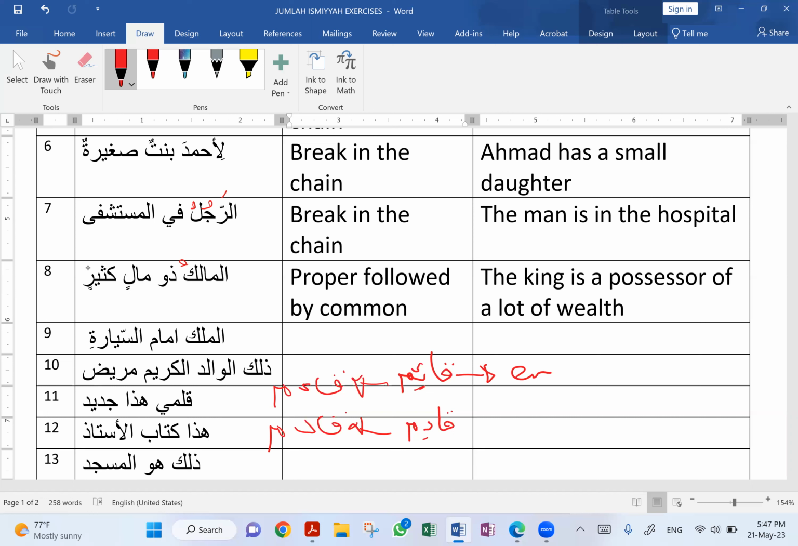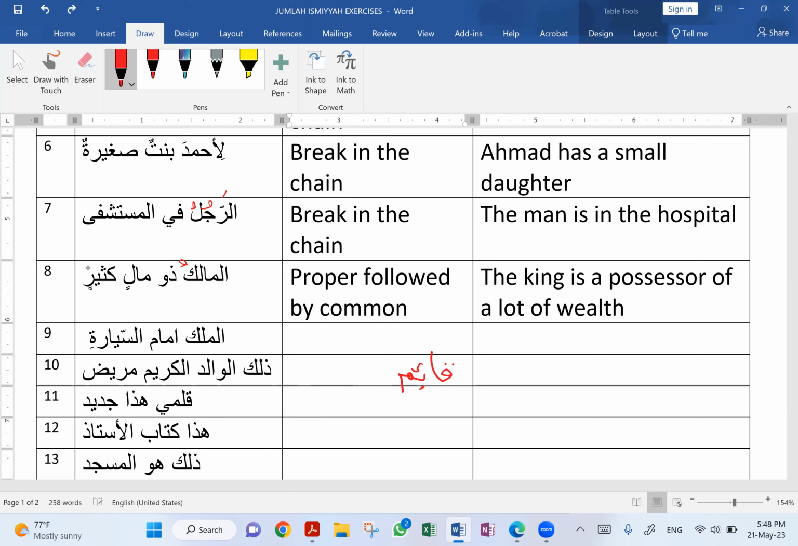Qadim, qadama, to present or to come forward. So qadim is somebody who's coming forward, right? Of course, you can't put an er to that. It's going to be a mouthful, but that's how we understand. So they're different. They're not the same. Okay, I got it. Thank you.